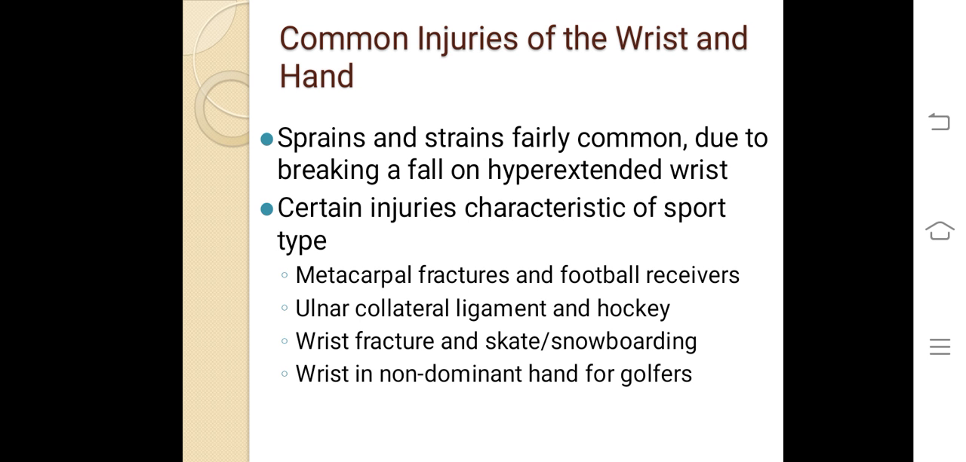These types of injuries often result from the natural tendency to sustain the force of a fall on a hyperextended wrist joint. Certain injury characteristics are sport specific, though common in daily activities or in many sports. They include metacarpal fractures, which are common in football receivers, ulnar collateral ligament injuries, which are common in hockey, and wrist fractures, which are common in skate and snowboarding players, and wrist fractures in the non-dominant hand for golfers.